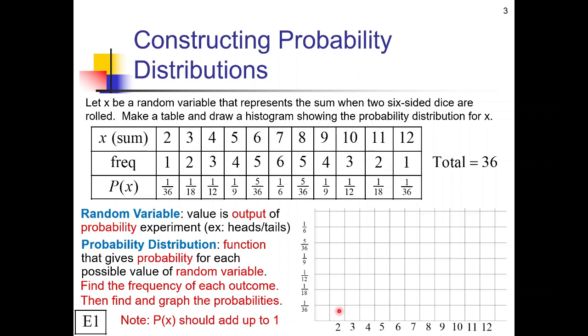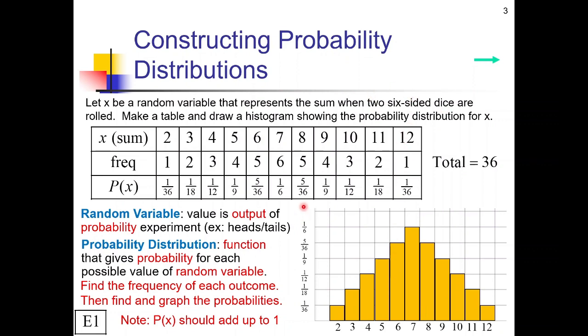So just doing my histogram, 2 goes up to this 1 over 36, 3 is going to be 2 36ths, and then 4 goes up to the 3, 5 goes up to the 1/9, 6 goes up to the 5 over 36, 7 goes all the way up to 1 over 6, as we can see in our table, and then it just goes symmetrically back down, going the other direction for each of these. And then we have 12 going up to the 1 line there. And there's our histogram showing the probability distribution for rolling 2 6-sided dice.